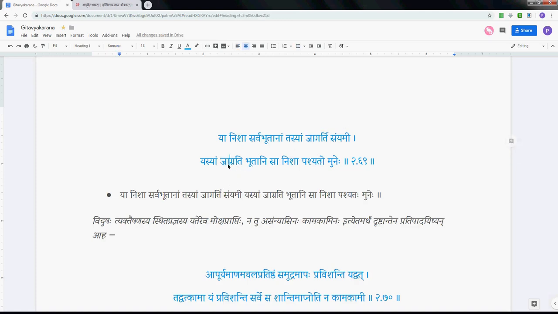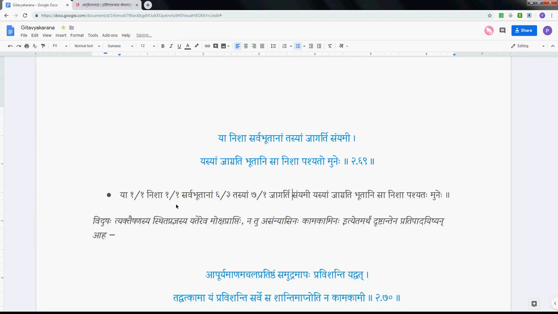Don't get confused between jagarti and jagrati. Both look similar, and you will see only ti here. So one may misinterpret this ti and that ti and get confused as to which is the singular. This is singular jagarti, where you get guna, and here is where you get yanasandhi. Ya nisha sarvabhutanam: nisha means night. That which is night for everyone, for all beings.